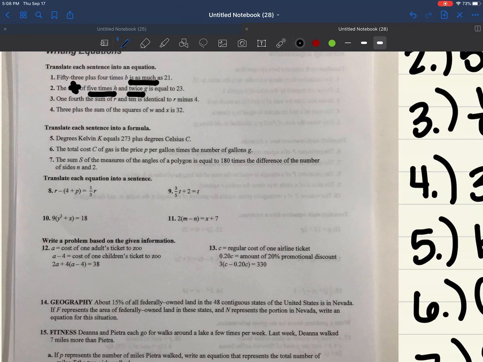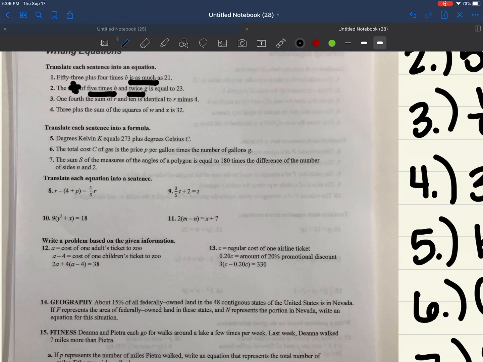So for number 8, you could say something like R minus the sum of 4 and P is equal to a third R, or a third of R. On number 9, you could say 3/5 of a number plus 2 is equal to T. You could say the sum of 3/5 times T and 2 is equal to T.